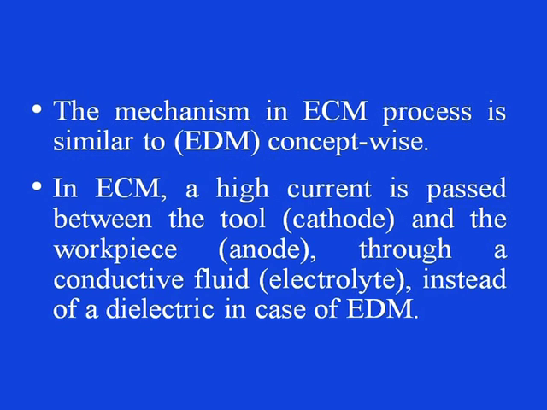The mechanism in the electrochemical machining process is similar to the EDM process concept-wise. In ECM, a high current is passed between the tool, which is the cathode, and the workpiece, which is made the anode, through a conductive fluid, which is also called the electrolyte, instead of the dielectric in case of EDM.